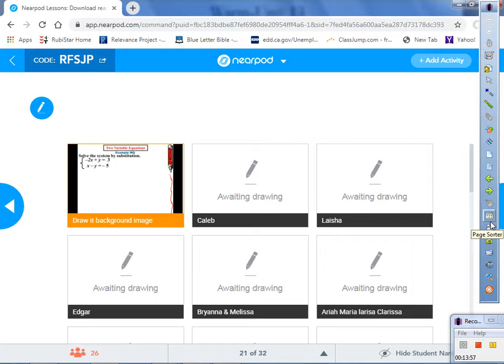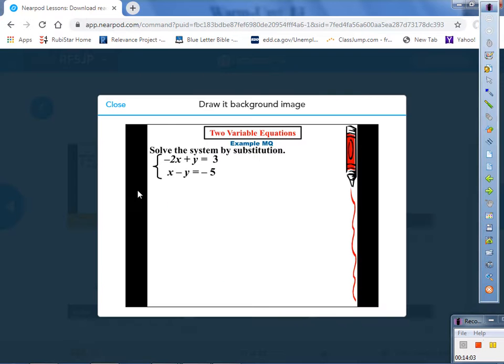Copy that and go. That's example number three. Negative 2x plus y equals 3 and x minus y equals negative 5. Copy that and go.